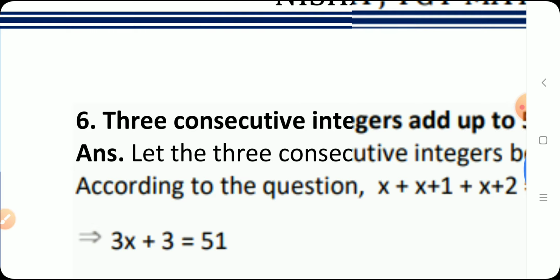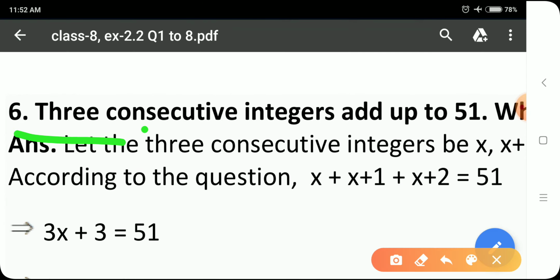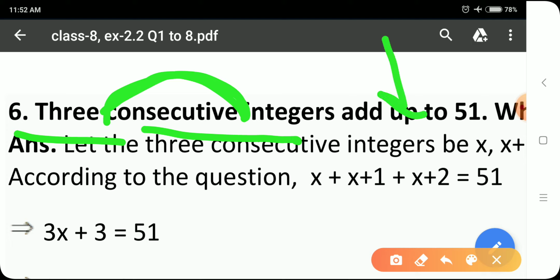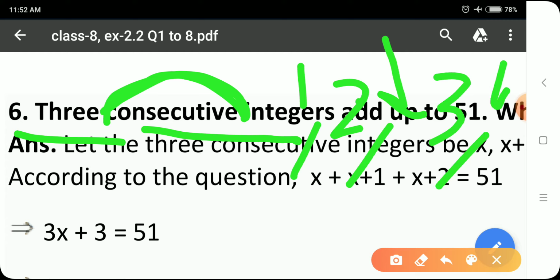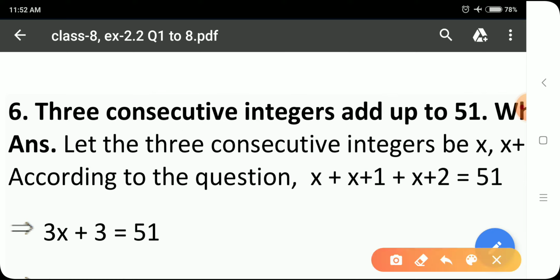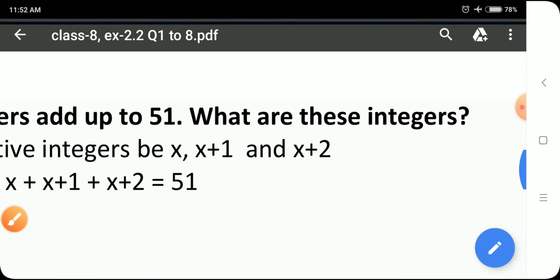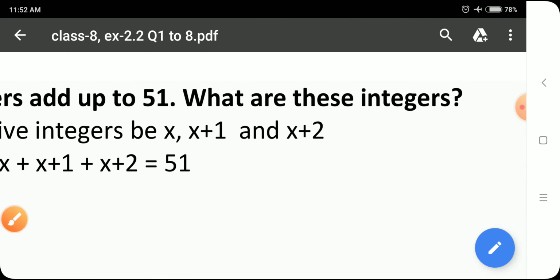Next question is question number 6. Three consecutive. Consecutive means that numbers come in continuity, like 1, after 1 there comes 2, after 2 there comes 3, after 3 there comes 4. So these are consecutive numbers. It is given that three consecutive integers add up to 51. You have to tell what these integers are.